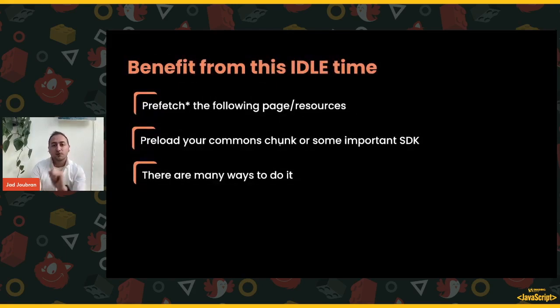Well, we can prefetch the following page or the following resources. So maybe your website is really linear. So you go on the landing page and then there's only one page you can go to, or maybe there's 3 pages, but they all share the same resource. In that case, we would preload the resource. And I say prefetch with an asterisk here because I'm not necessarily only referring to link rel prefetch. That's one of the options, but I will talk about the options in the next slides. There are many ways to do it, and you can preload your commons chunk or some important SDK you have to use later on.